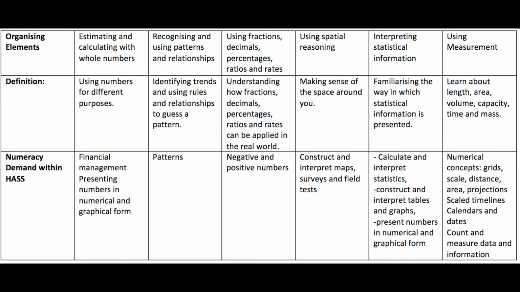In the second one we have recognising and using patterns and relationships. Now this is identifying trends and using rules and relationships to guess a pattern. Now as I said earlier, this element is used quite a lot less than any of the other elements within HASS, as there's not many patterns that we see.